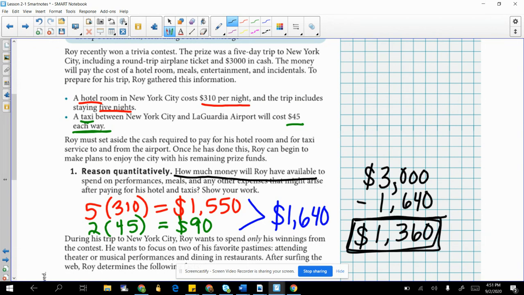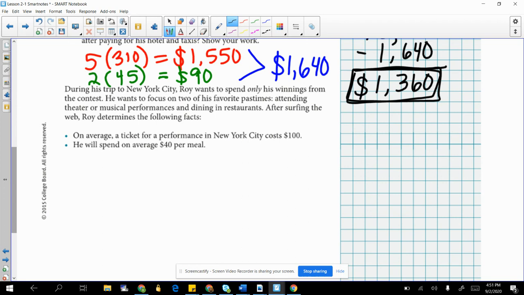Cool. All right. Next up, during his trip to New York City, Roy wants to spend only his winnings from the contest. He wants to focus on his 2 favorite pastimes, attending theater or musical performances, and dining in restaurants. After surfing the web, Roy determines the following facts. On average, a ticket to a performance in New York City costs $100. This is important. And he will spend on average $40 per meal. Okay, cool. Keep all of these pieces of information with you moving forward.